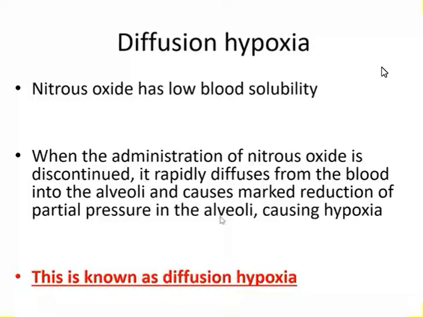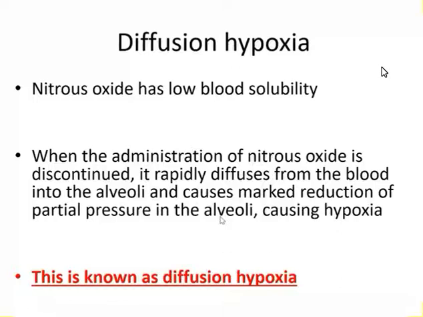In that process, because nitrous oxide is so much less soluble in the blood, there will be a rushing out of nitrous oxide from the blood compartment into the alveolar compartment so much faster that it will cause a marked reduction of the partial pressure of the other gases, which will be your oxygen also. Because of the differences in partial pressure, they will have a hypoxia kind of situation.